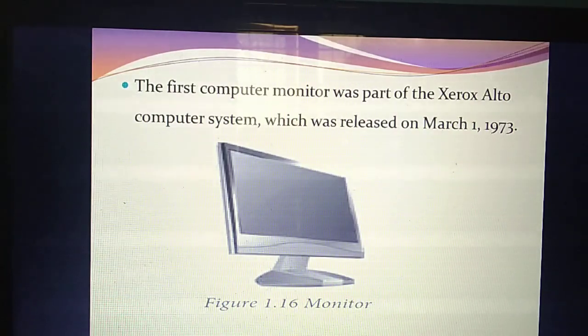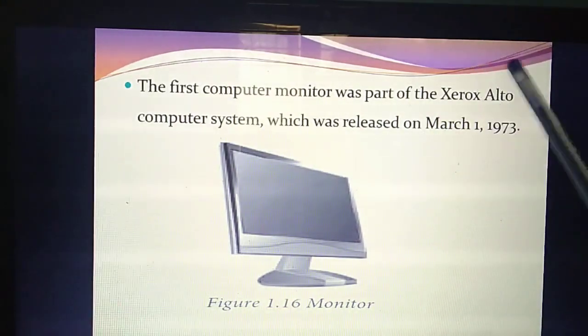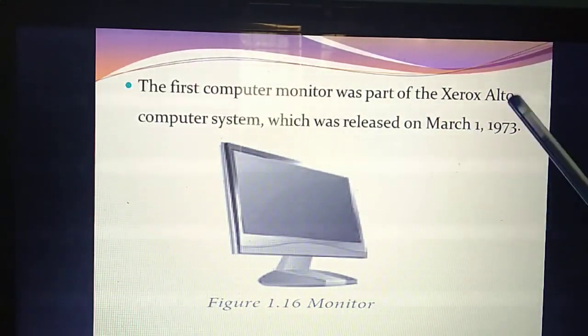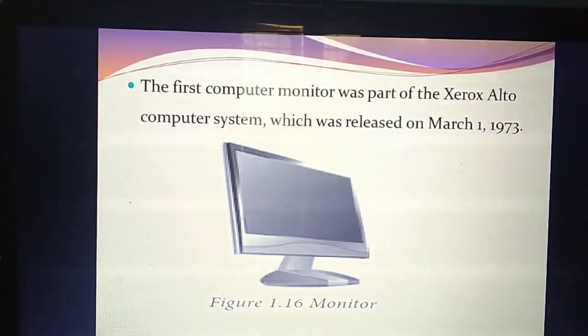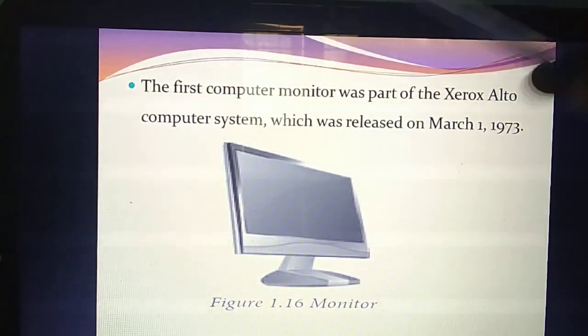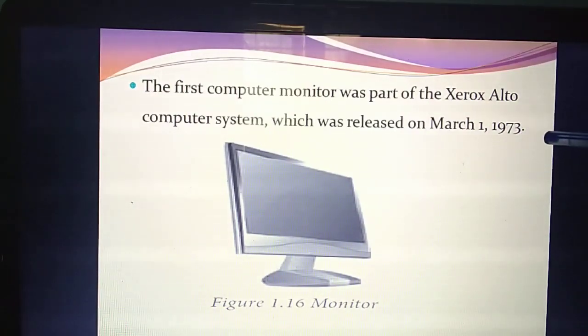Okay, so the first monitor was developed by whom? Xerox Alto, important 1 mark question. The first computer monitor was developed by the Xerox Alto computer system. Okay, so who released the first kind of monitor? Xerox Alto computer system. In which year? March 1st, 1973.